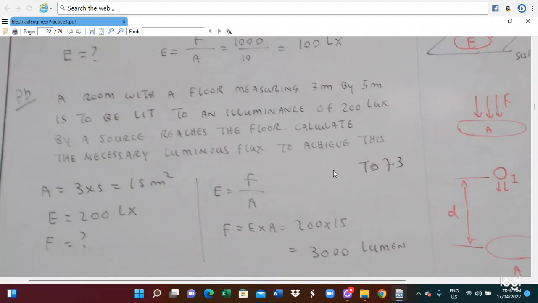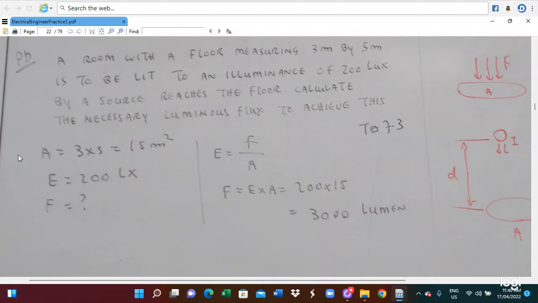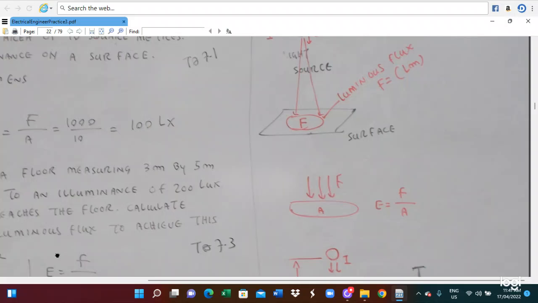A room with a floor measuring 3 meters by 5 meters is to be lit with an illuminance of 200 lux. We need to calculate the luminous flux necessary to achieve this. The floor area is 3 times 5, so 15 square meters. E is 200 lux, and E equals F over A, so F equals E multiplied by A. With E as 200 and A as 15, you get 3000 lumens.